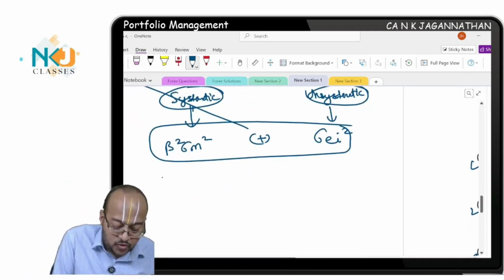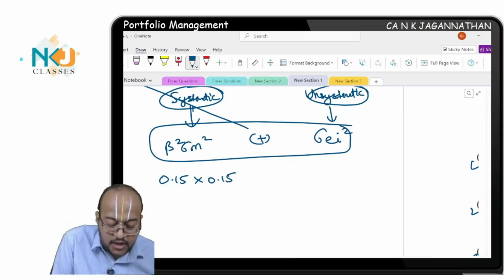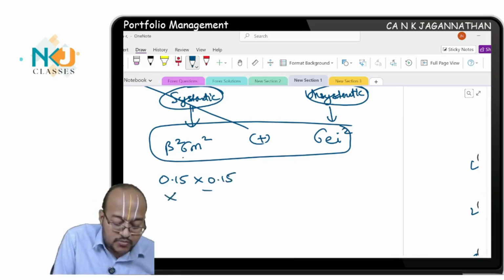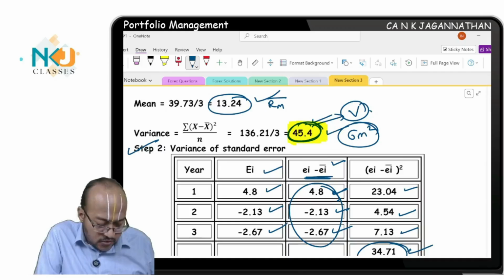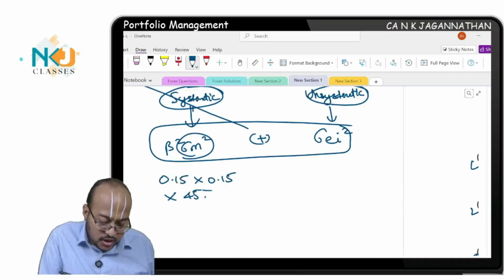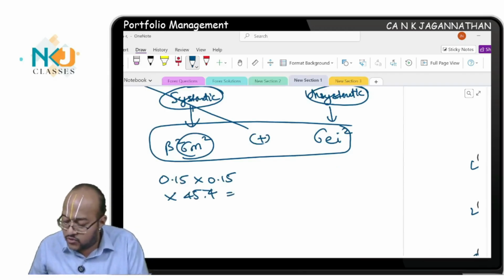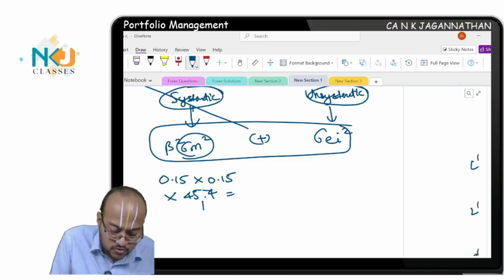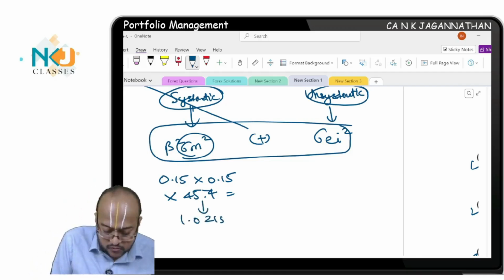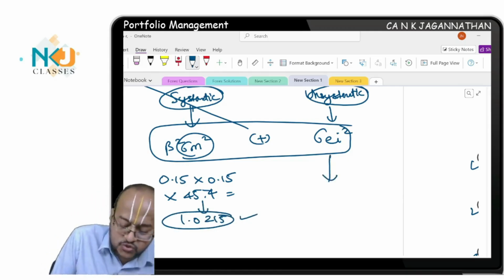Beta is what? 0.15. We already computed it, correct? This is beta square, into sigma m square, which we just now computed as 45.4. So 0.15 square into 45.4. How much is that? 1.0215, some number, rounding off to 1.02. Plus sigma EI square.